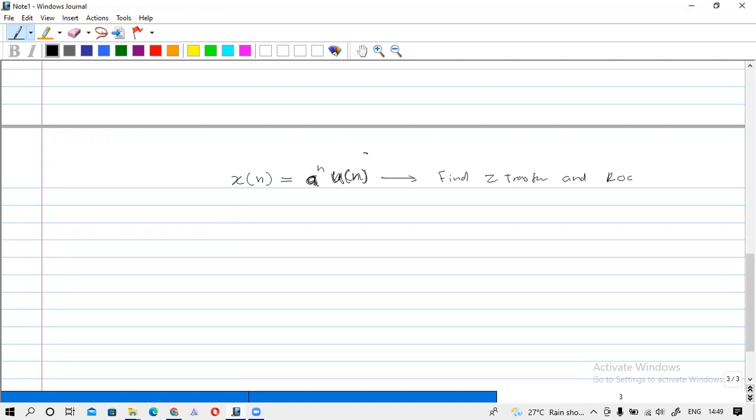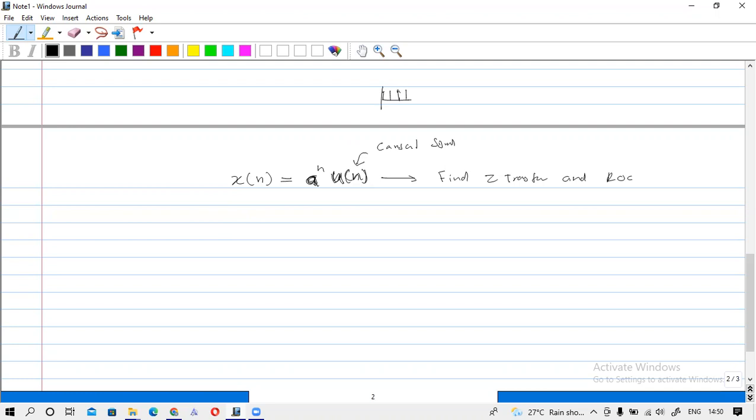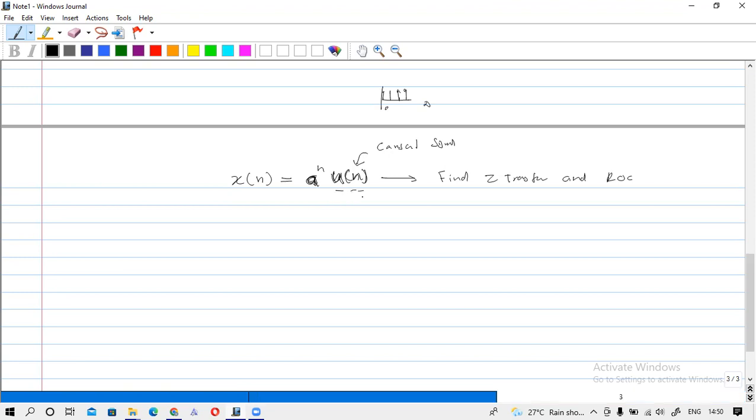I already told you that this u[n] will only give you an idea about the limits. This u[n] is a causal signal, that means it has only plus-sided values. If you multiply a^n by u[n], a^n will become a causal signal, so it will also have n limits from 0 to infinity. That is the use of this unit step function. There is no other impact or use. It is only to tell you the limits of n.